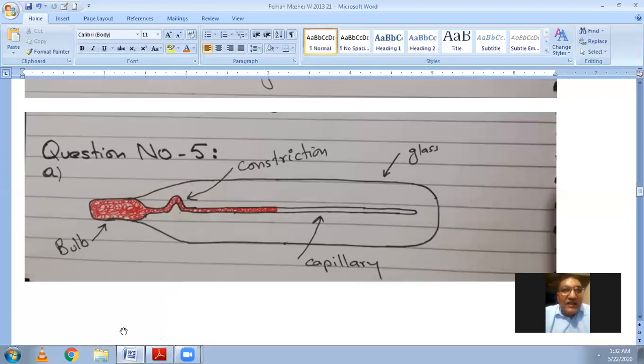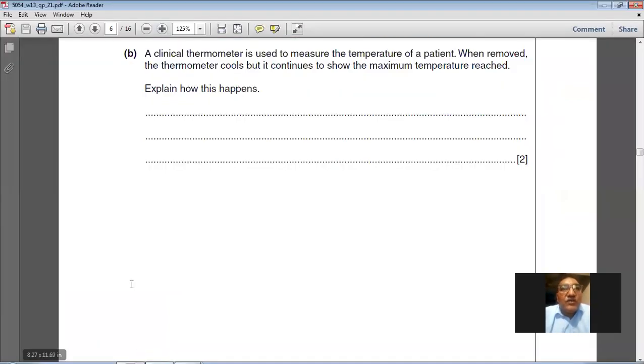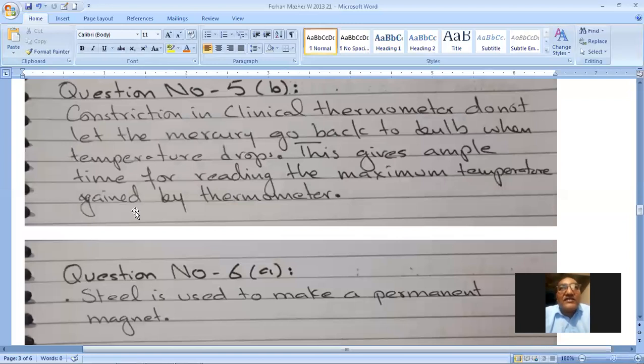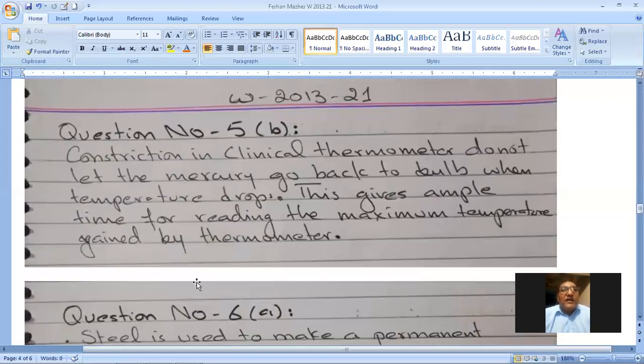I've written this answer. Let me show you my written answer. Question number 5B part: the constriction in the clinical thermometer does not let the mercury go back to the bulb when the temperature drops. This gives ample time for reading the maximum temperature gained by the thermometer. Okay.